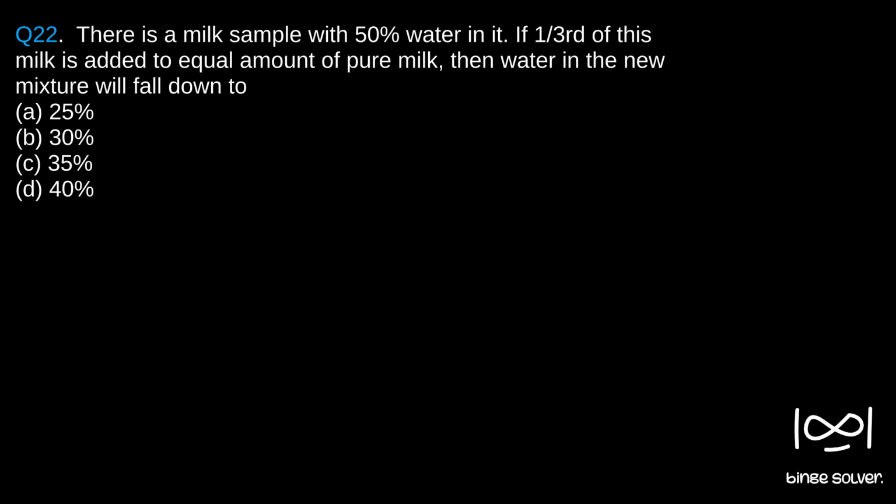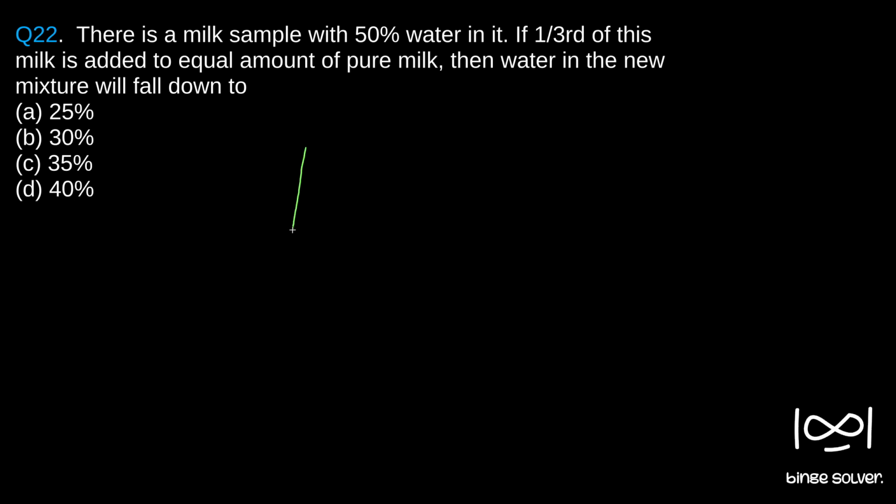So in this question, when you read the question itself, you can understand that the absolute amount of the milk sample is not relevant. We can assume any absolute amount and still the answer will be the same. There is no mention of any absolute amount in the question or answer. So we can assume any absolute amount which helps us make the calculation simple. So here there is a milk sample with 50% water in it, and further 1/3 of that needs to be taken.